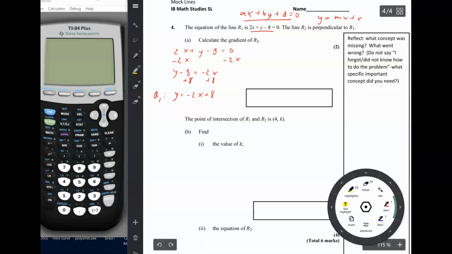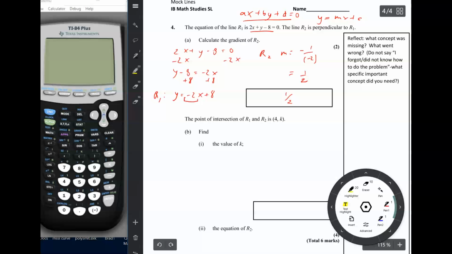Then it says R2 is perpendicular to R1, and to calculate the gradient of R2. Well, what's the gradient of R1, which is perpendicular to R2? It's -2. So R2's gradient should be the negative inverse of the R1 gradient, and the R1 gradient is -2. So it should be -1 divided by -2, which is +1/2. So the gradient is +1/2. The point of intersection of R1 and R2 is 4, something. Find the value of k.